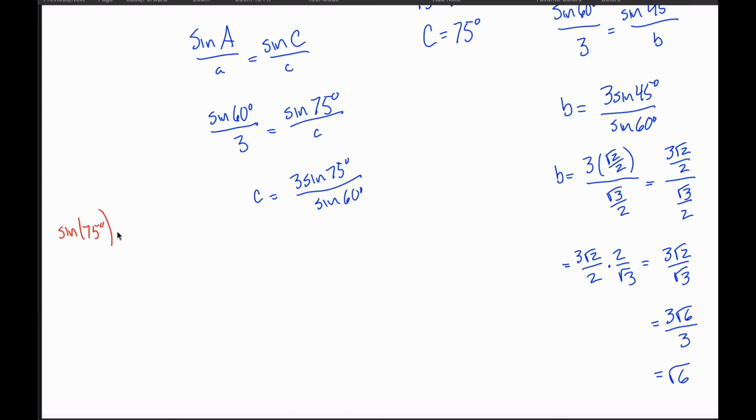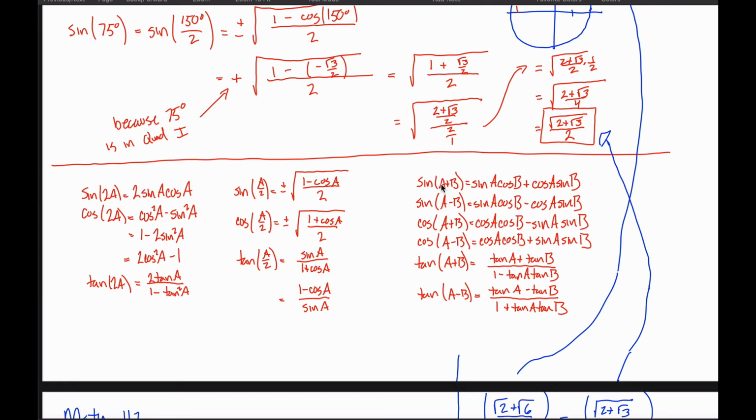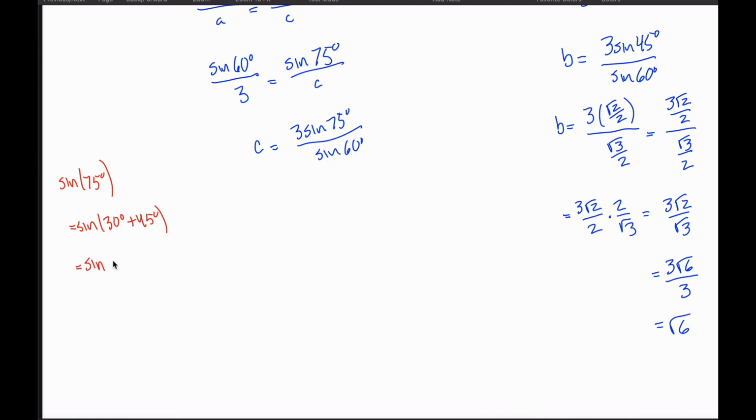The sine of 75 degrees, one way I could get there is with angle addition. I could say that that's the sine of 30 degrees plus 45 degrees. And then if you go back to 7.2 and 7.3, we learn that the sine of a plus b is sine of a cosine of b plus cosine of a sine of b. Again, you don't have to have that memorized. So using that formula, this would be the sine of 30 degrees times the cosine of 45 degrees plus the cosine of 30 degrees times the sine of 45 degrees.